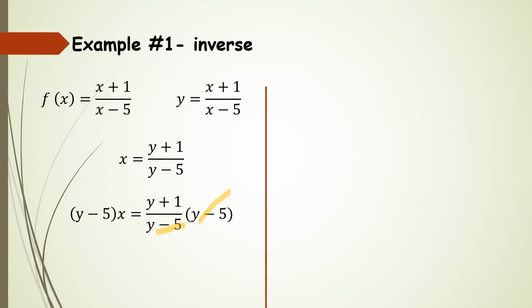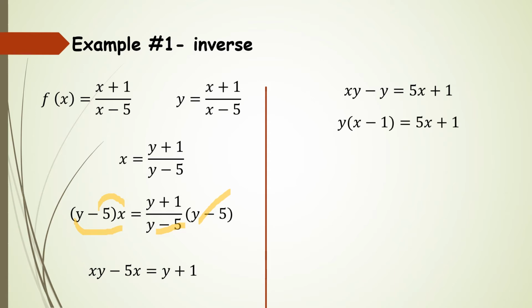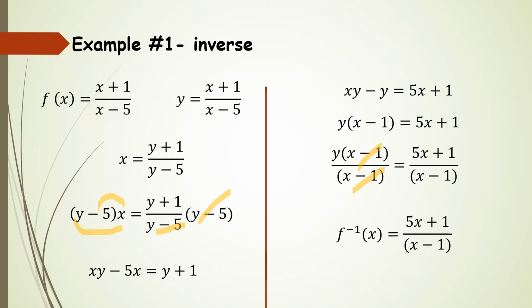Cancel. Meron na tayo xy minus 5x is equal to y plus 1. So, pagsamahin lang natin ang y sa isang side, magkakaroon tayo ng xy minus y is equal to 5x plus 1. Gawin natin monomial factor ang y. We have y times the quantity of x minus 1 is equal to 5x plus 1. Dividing both sides by x minus 1, cancel na ito. Thus, meron tayo the inverse of f of x is equal to 5x plus 1 all over x minus 1.